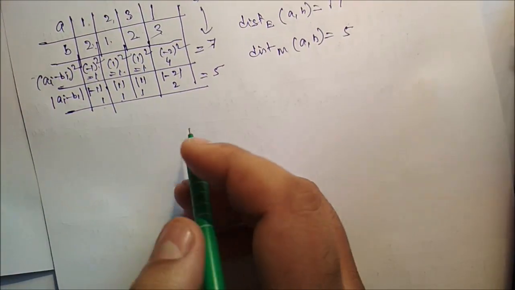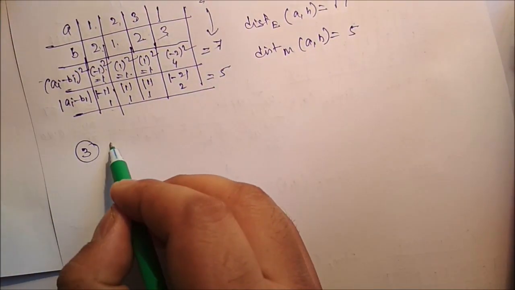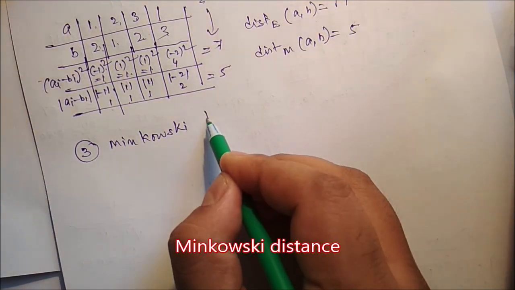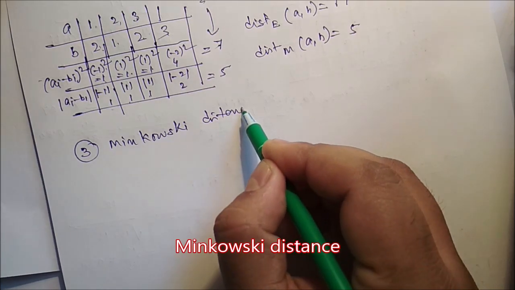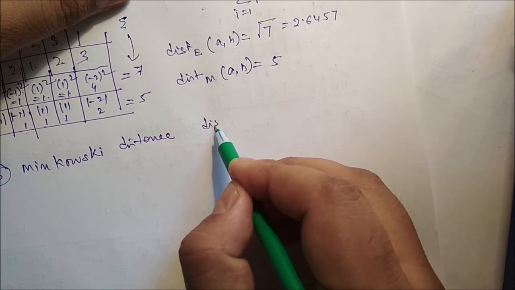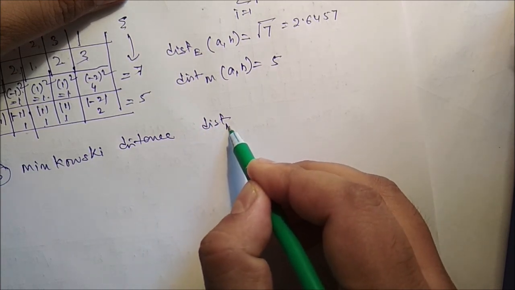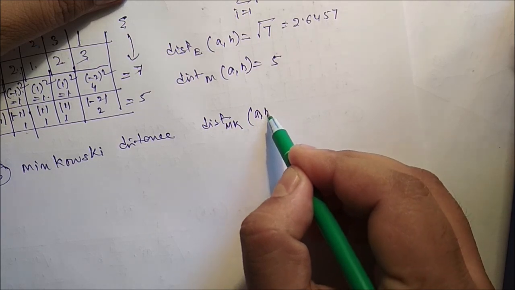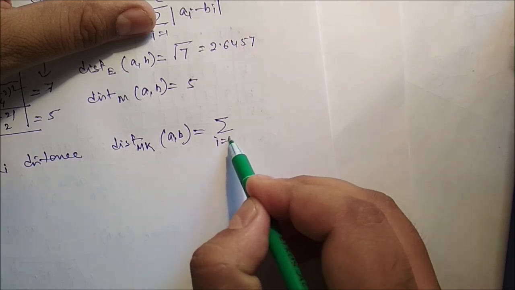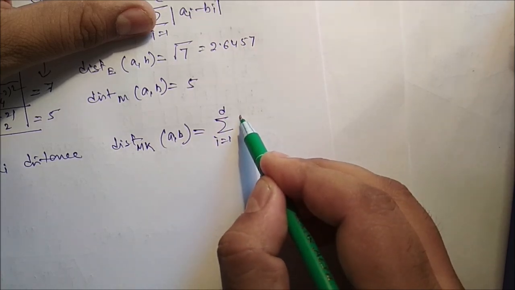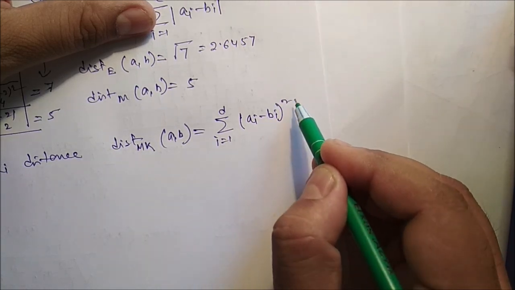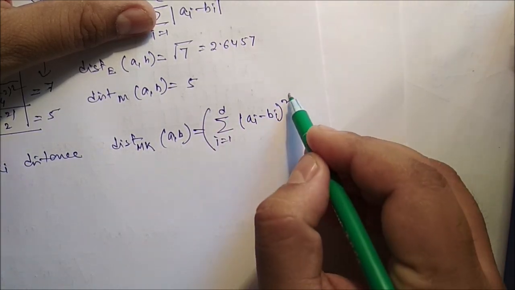Similarly, there is a generalized form called the Minkowski distance. The Minkowski distance is very simple. We can say the Minkowski distance between A and B is the summation from 1 to D of |AI minus BI| to the power R, whole to the power 1 by R.